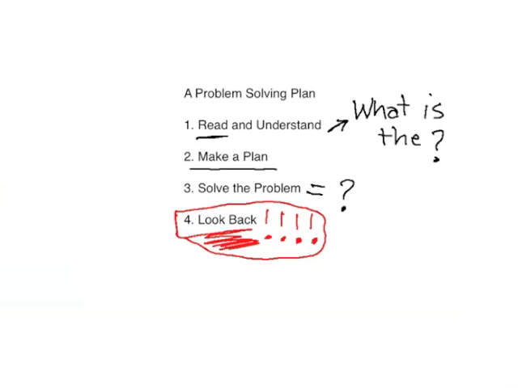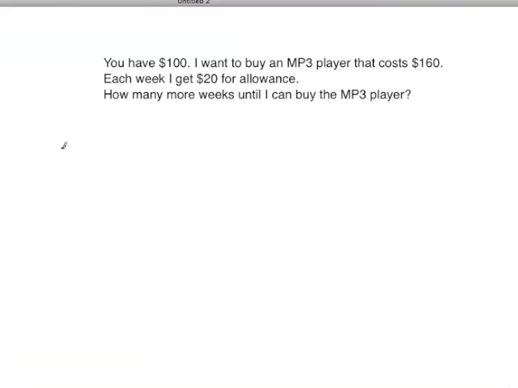So let's use this in an example right now. Let's go ahead and try a problem together. So let's try this problem here. First thing, read and understand. So I have $100. I want to buy an MP3 player that costs $160. Each week I get $20 for allowance. How many more weeks until I can buy the MP3 player?